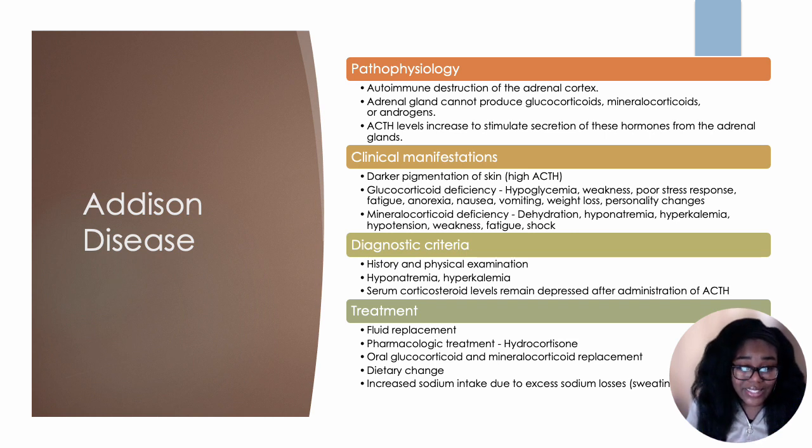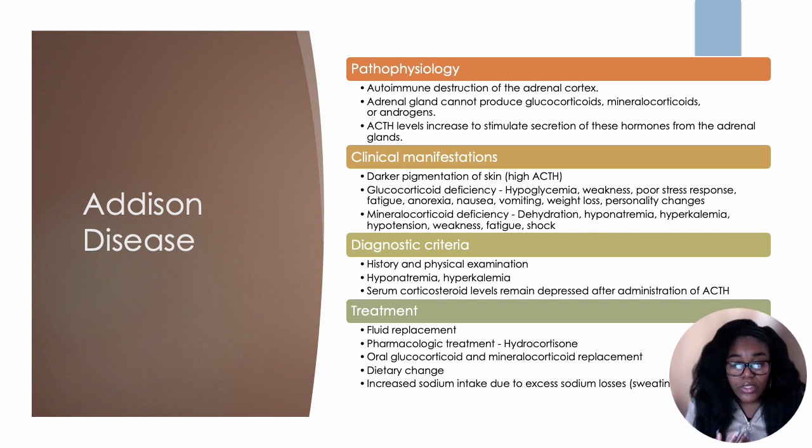As far as your diagnostic criteria, you have your history and physical examination. You may be diagnosed with hyponatremia or hyperkalemia, and they will pull your serum corticosteroid levels, and if they remain depressed after ACTH administration, because ACTH is supposed to stimulate the secretion of those hormones. So if they remain depressed after you're giving this, then they know that you have some sort of Addison's disease.